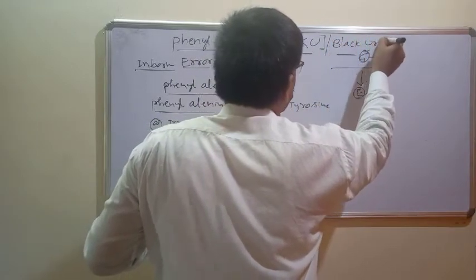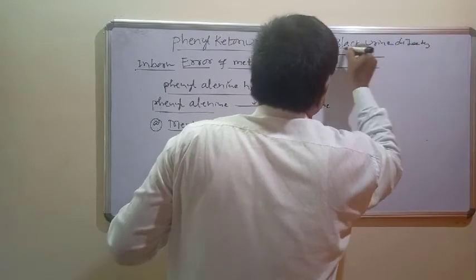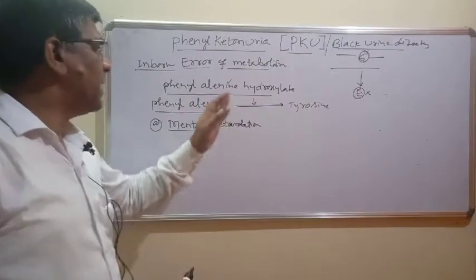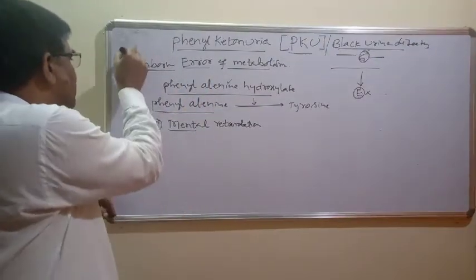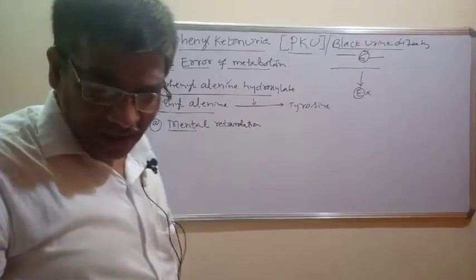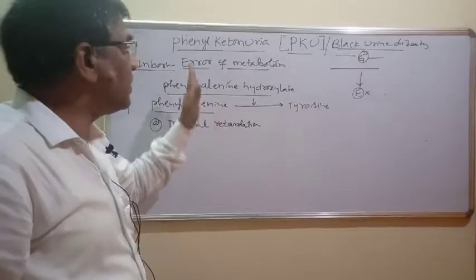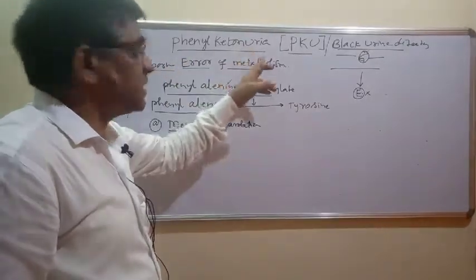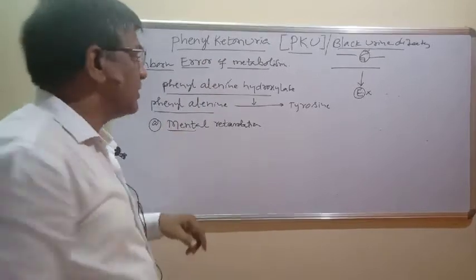It is also called black urine disease, since urine turns black when it is excreted out. This kind of disease is called phenylketonuria, and it is one of the inborn errors of metabolism. Inborn, you can understand, is nothing but a genetic disease, and it will be transmitted from one generation to another generation.